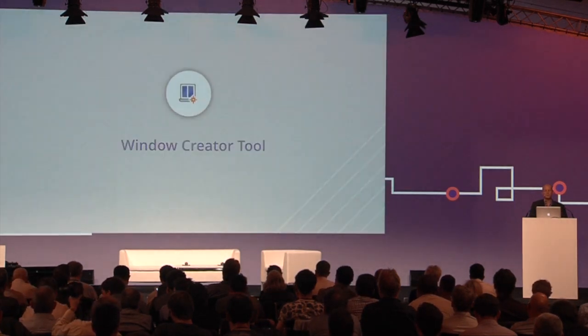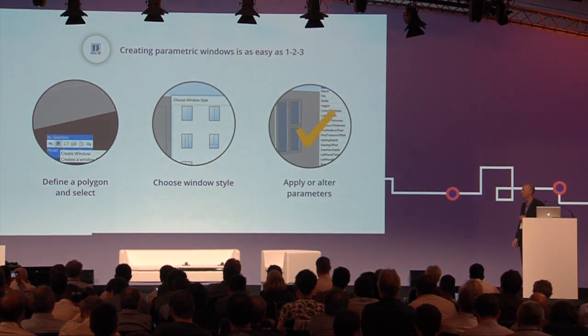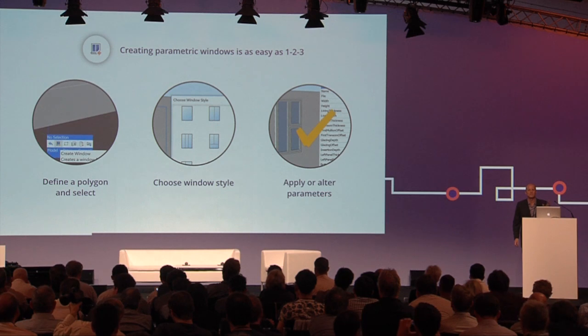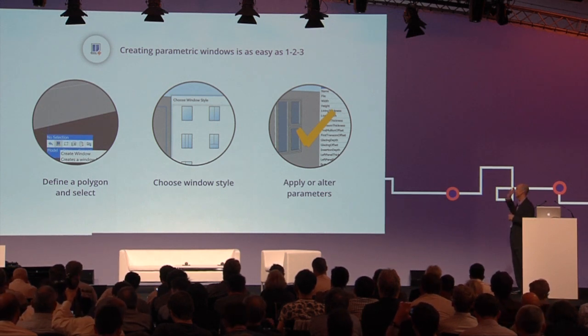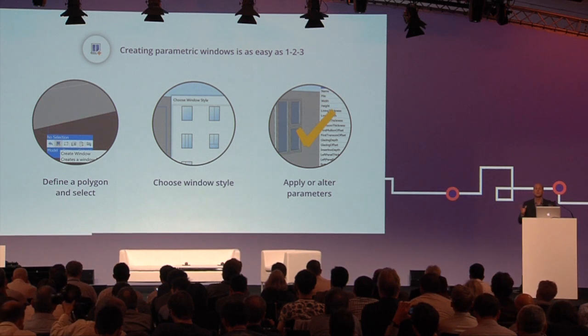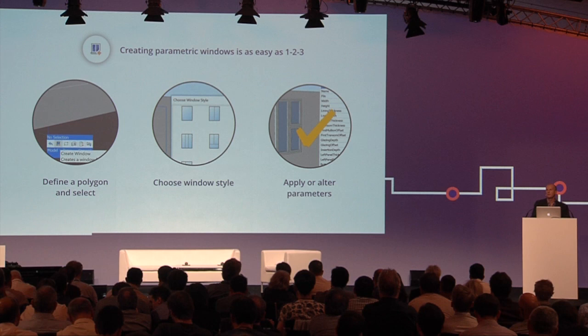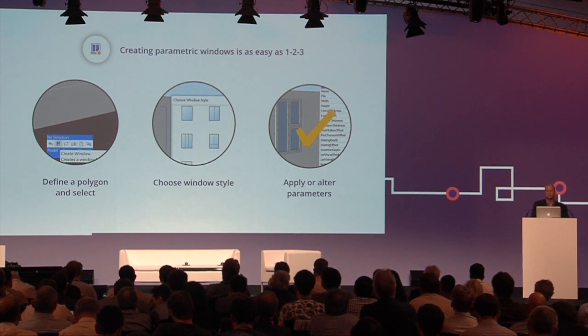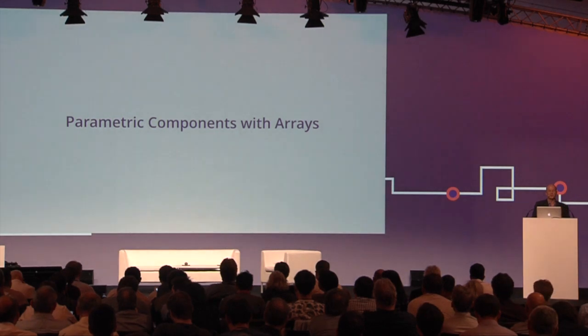The window creator tool. Again, there's 3 easy steps to do. Define a polygon, select it, select the profile or the window style you want, and then create it. And you can also use that as a starting point for more customized parametric windows as well.